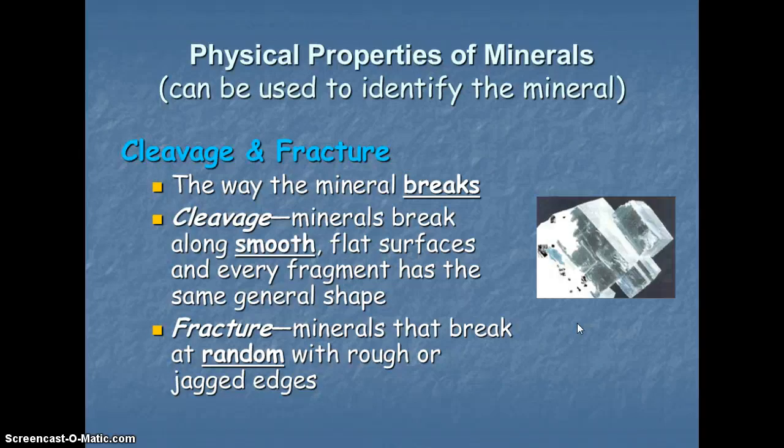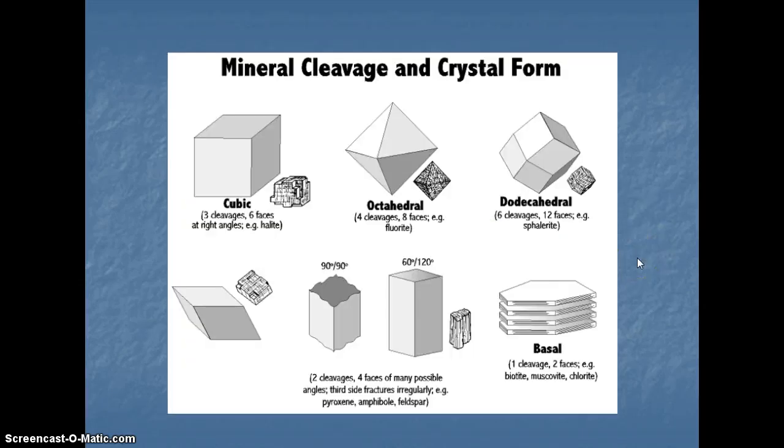Some physical properties of a mineral is its cleavage and fracture. Cleavage is the way that it breaks. Cleavage means that it breaks in a smooth, flat surface, like in sheets. Fracture means that it breaks with a random rough or jagged edge. So this would be an example here as cleavage that breaks off in flat sheets. A fracture would be more like this here, where it's breaking off in different pieces. It's not nice and flat.